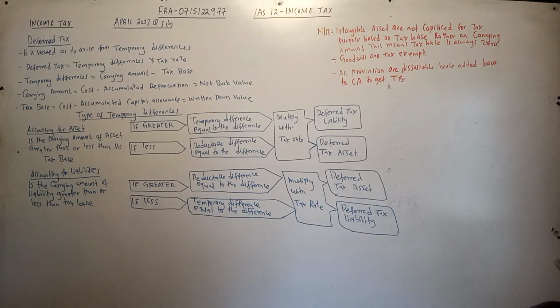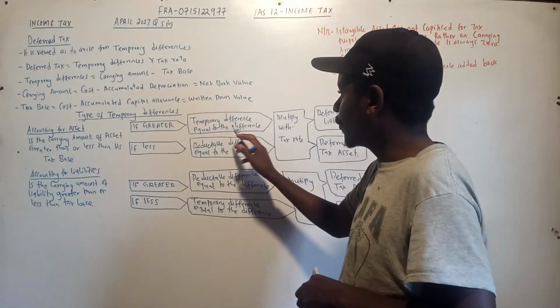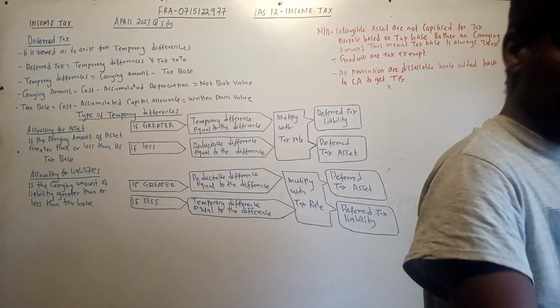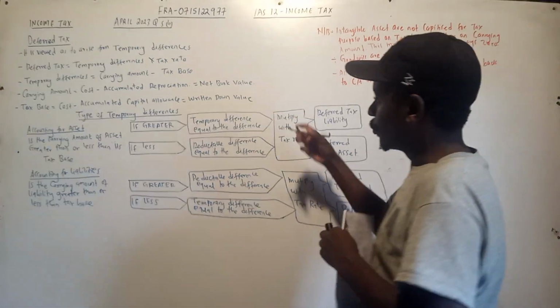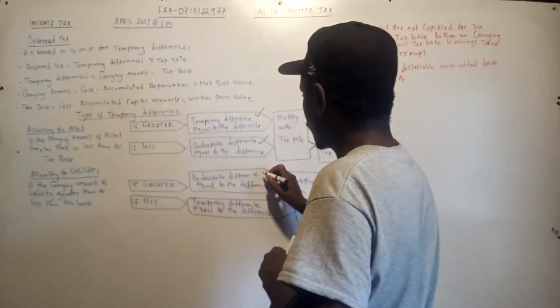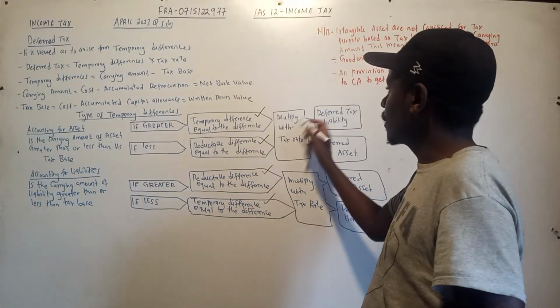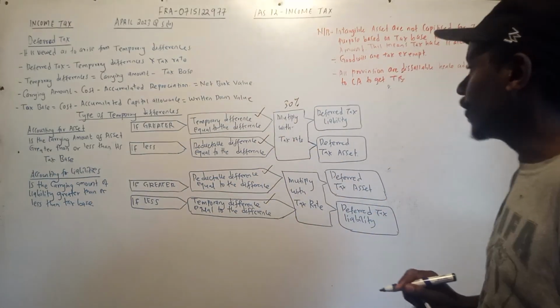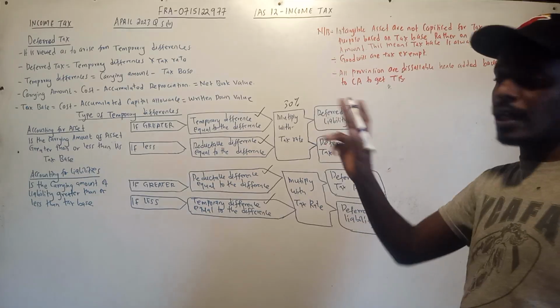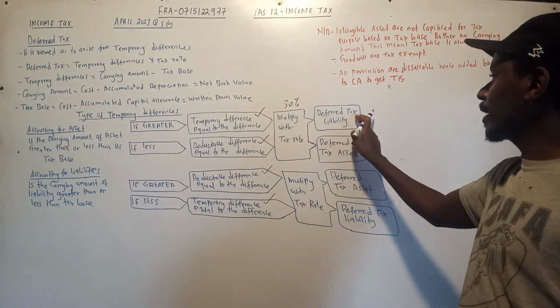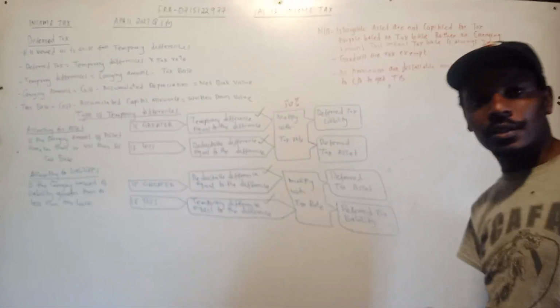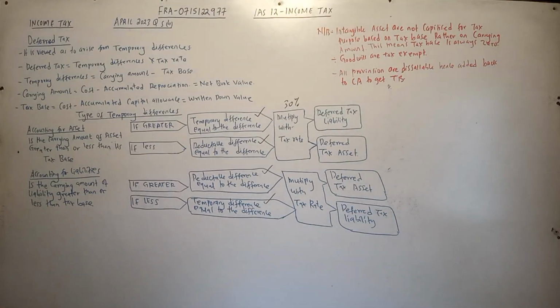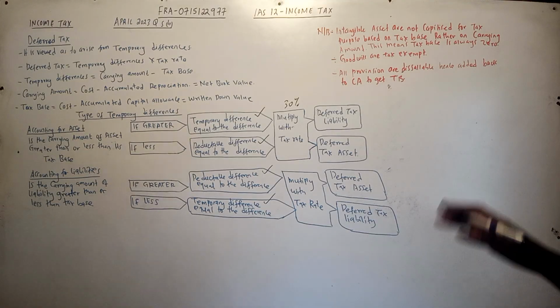Now, deferred tax is equal to the temporary difference multiplied by the tax rate. For example, this is our temporary difference. When you multiply with our tax rate, which in Kenya is 30%, we shall get the deferred tax. The deferred tax can be categorized into two. You have the deferred tax liability or the deferred tax asset, depending on the situation.